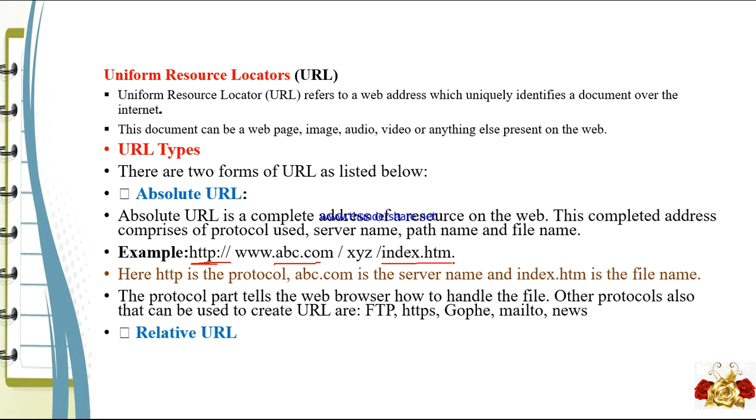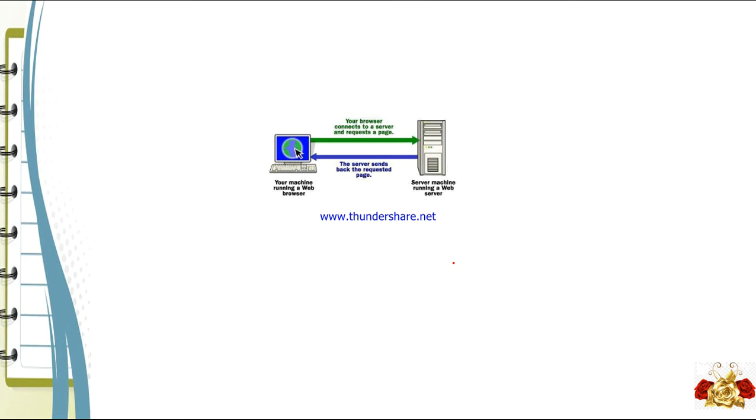Then the second type of URL, that is, absolute and relative URL. The first type is absolute URL. The second type is relative URL, which is a partial address of the web page. These are the two types of URL under the web client.